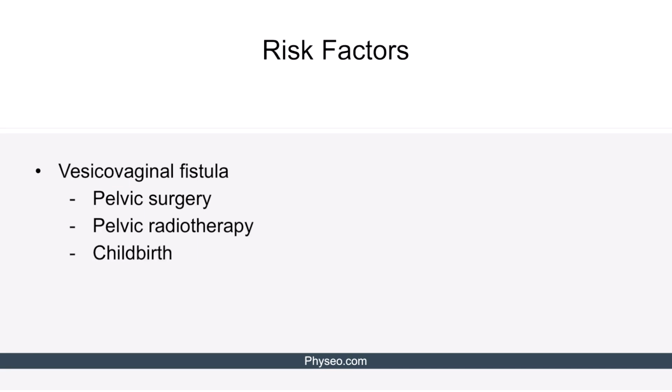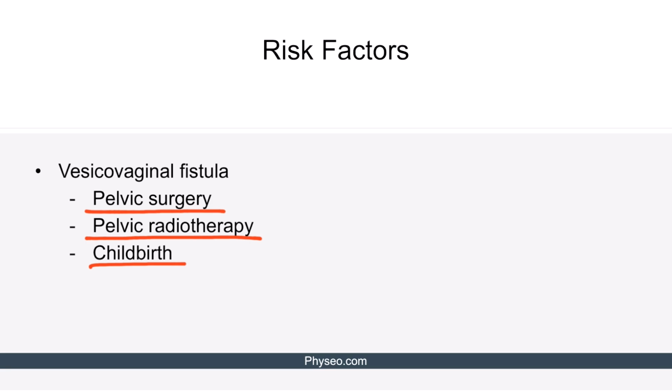The vast majority of vesicovaginal fistulas, or fistulas between the bladder and the vagina in the United States, are actually caused by pelvic surgery or pelvic radiotherapy. Childbirth is another risk factor, particularly in developing countries where the labor process is obstructed in some way. And this can lead to necrosis and erosion of the vaginal tissue so that a fistula develops.